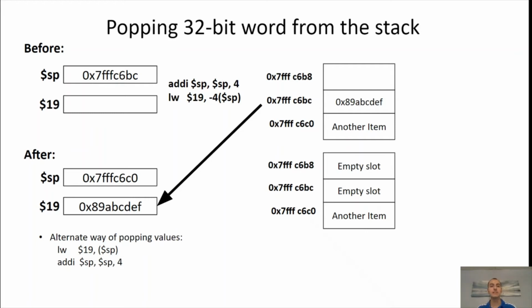Now let's look at how we can pop items from our stack. As we talked about in the beginning of the lecture, we have two major operations on a stack: push and pop. Push would add an element to the stack and pop would remove elements from the stack. We also said that the stack grows from high address to lower address.